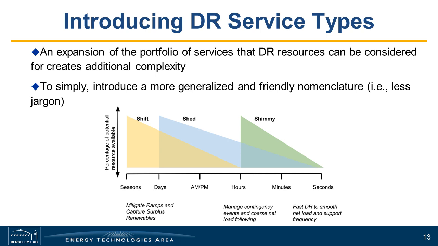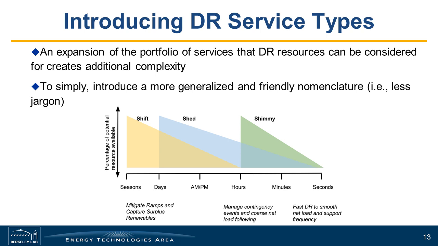So, less jargon. We're still capturing the very essence of the different parameters and requirements for each of these bulk power system services, but we're able to do it in a way that allows us to communicate it more succinctly and also takes away some of the heavy technical terminology. So within this, we have defined shift, shed, and shimmy, which are our favorite terms, mine at least now. These resources span a range of possible electric grid needs.